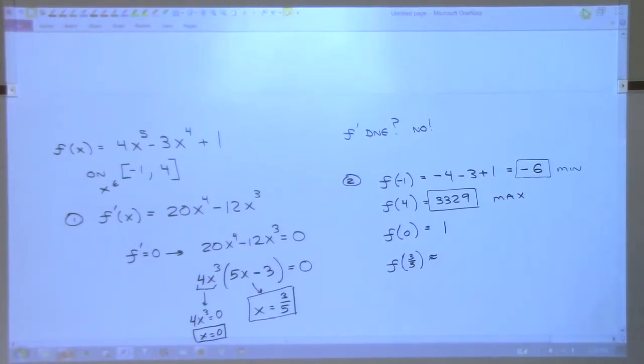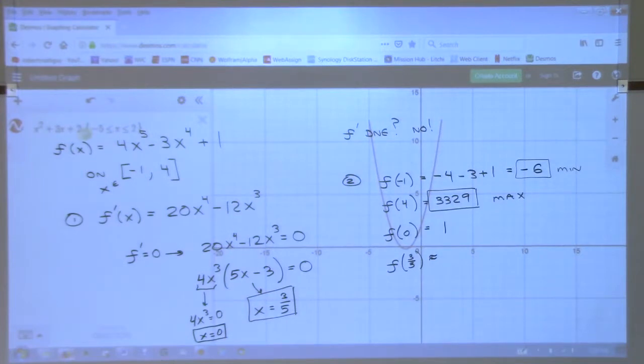All right, so I think the graph is going to be bad because it's got a huge scale. I'll see what Desmos says. So we're going to do 4x to the 5th, and then we're going to do minus 3x to the 4th plus 1. And then we're on the interval from -1 to 4.